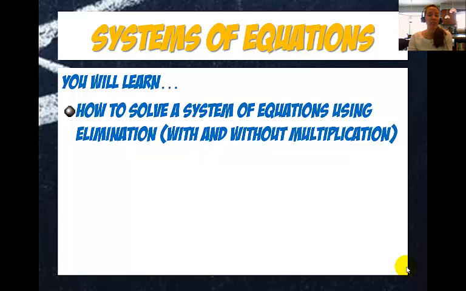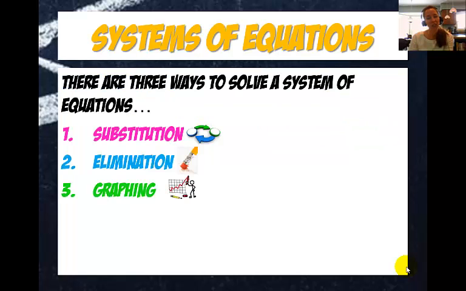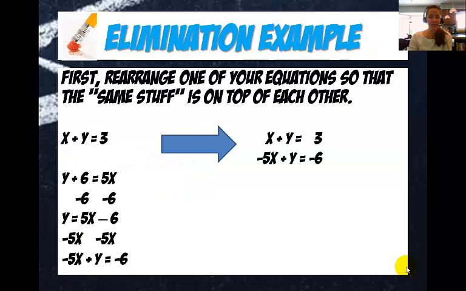What you'll learn with this session is how to solve a system of equations using elimination with and without multiplication. As a reminder, we have 3 ways to solve a system of equations. I've already taught you substitution, and today I'm teaching elimination. Graphing will be coming up next.